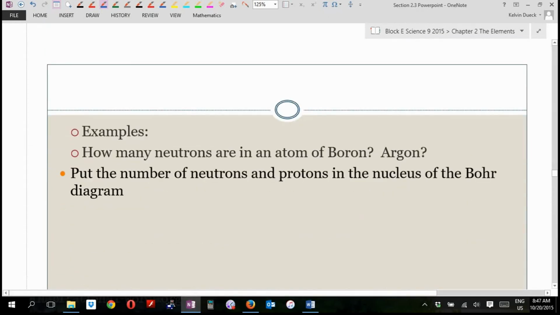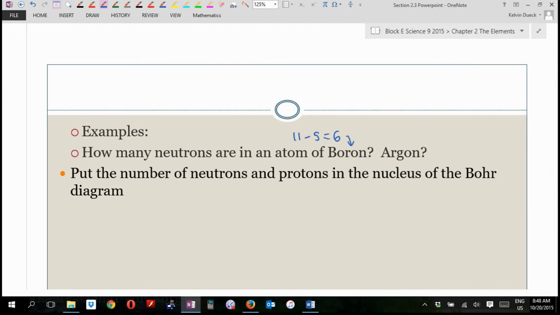Examples. How many neutrons are there in an atom of boron? What's boron's atomic mass? 10.8. Round it off properly, please. 11. Take away. How many protons are there in boron? 5. Boron has 6. Did I include this example in your notes or not? Yeah. I did? I don't know how you want to write that, but it's 11 take away 5.